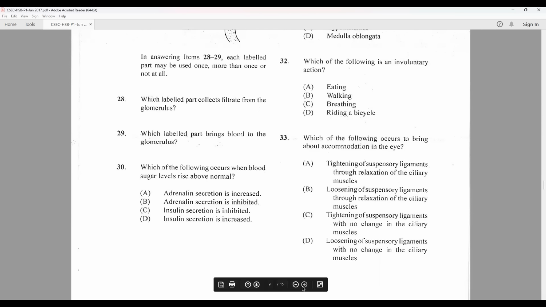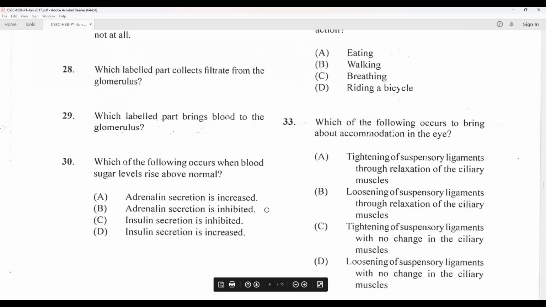Question 30. Which of the following occurs when blood sugar level rises above normal? And you should have insulin being secreted or the increase. So 30, the answer is D.